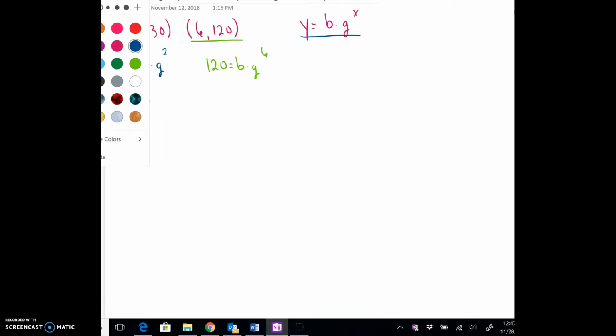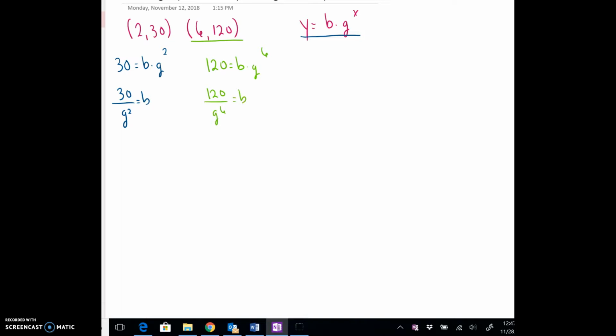And then for the one in green, I'm going to do the same thing. To get b alone, I'm going to move g to the 6th to the left side of the equal sign by dividing. So it's going to be 120 over g to the 6th equals b. Now the idea is b equals b. So since they both equal b, they can just equal each other. So I'm going to take the two equations and set them equal to each other. This is a system of equations and we're using the substitution method.